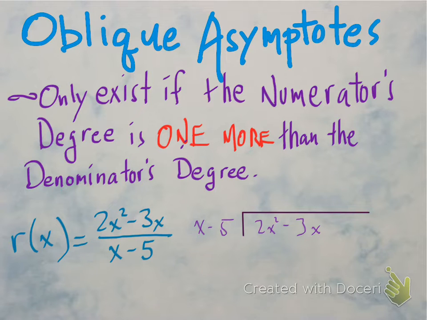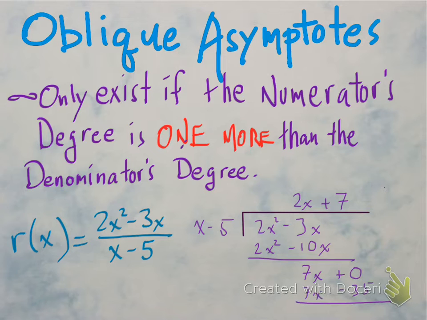But there's an oblique asymptote, and the way you find that oblique asymptote's equation is to actually perform the polynomial division of the fraction. So 2x squared minus 3x divided by x minus 5. When you do that division, we wind up with a quotient of 2x plus 7. And that quotient is actually the equation of the oblique asymptote. So it's a little bit of work, but it's really not too bad. You just do the polynomial division of the fraction itself, and the quotient you get is the oblique asymptote.